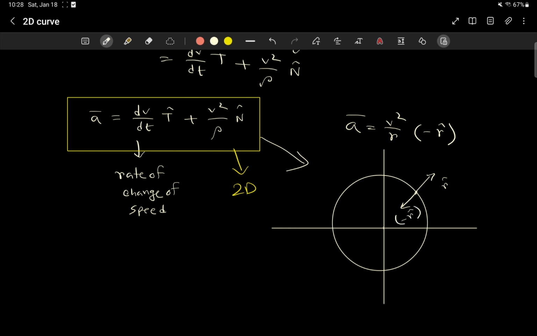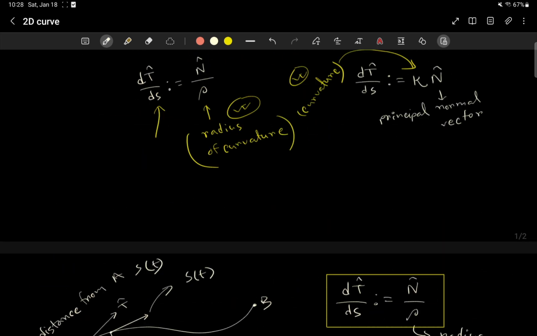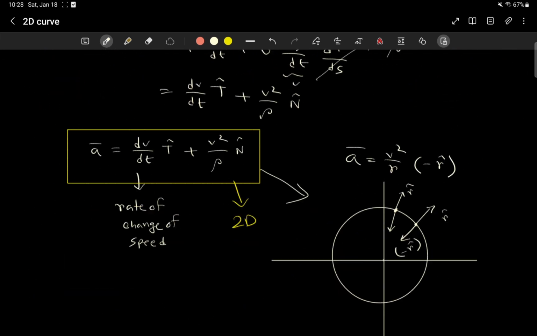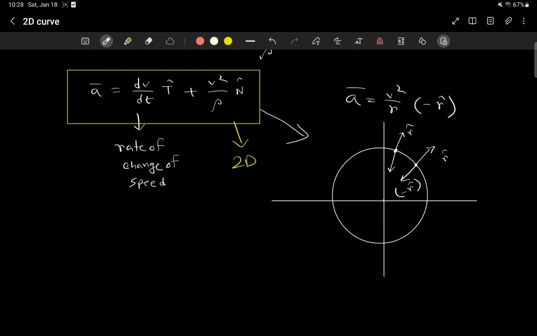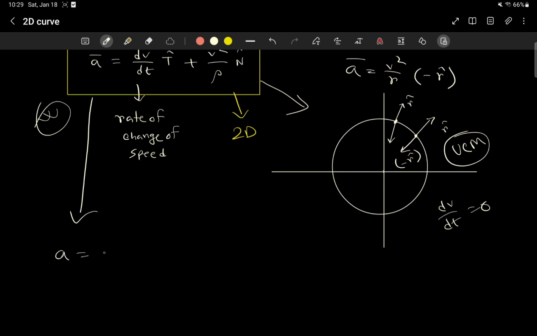For every point there are different radius unit vectors, whatever you say. So this is our vector, whatever it changes, right? So for this point, just how the normal vector changes, right? If we try to apply this one, if it is uniform circular motion, then dv/dt will be equal to 0 because there is no change in speed, right? So the rate of change of speed is of course 0. So from here we will find a is equal to v squared divided by rho n.